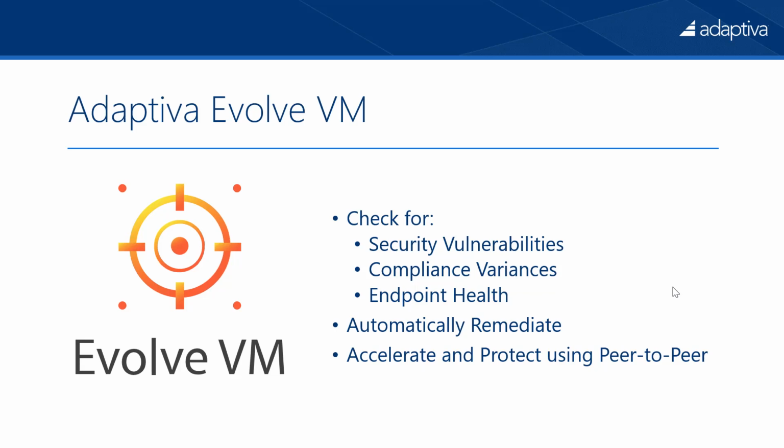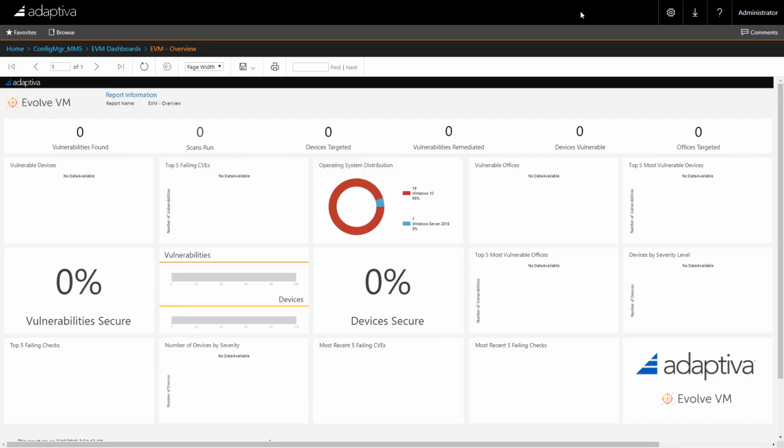code. All of this leverages Adaptiva's peer-to-peer technology platform to speed the delivery of policies without impacting your network's bandwidth. That's right, even if the remediation includes the installation of an updated version of software, the content will be delivered quickly yet silently as the WAN is protected throughout the process. Let's take a look at how it works.